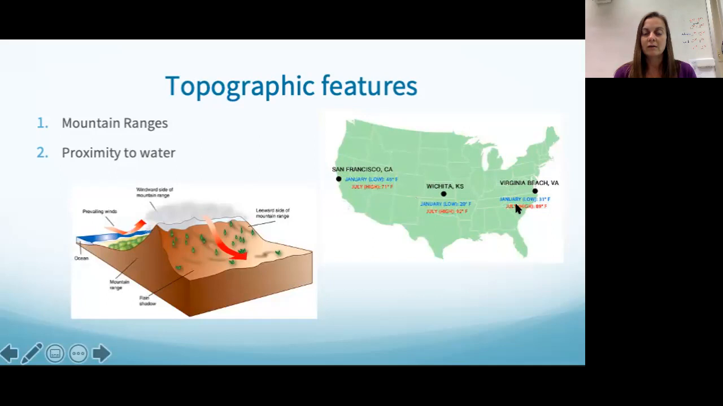Over here, the data is from Virginia Beach, obviously very close to us. Our low in January is only down around 30 or 31 degrees, and our high is only up to 89. So big differences. Wichita gets a lot colder and a little bit hotter. And then we look at San Francisco, California, and their low in the winter is warmer still, only 46, but their high only gets up to 71.